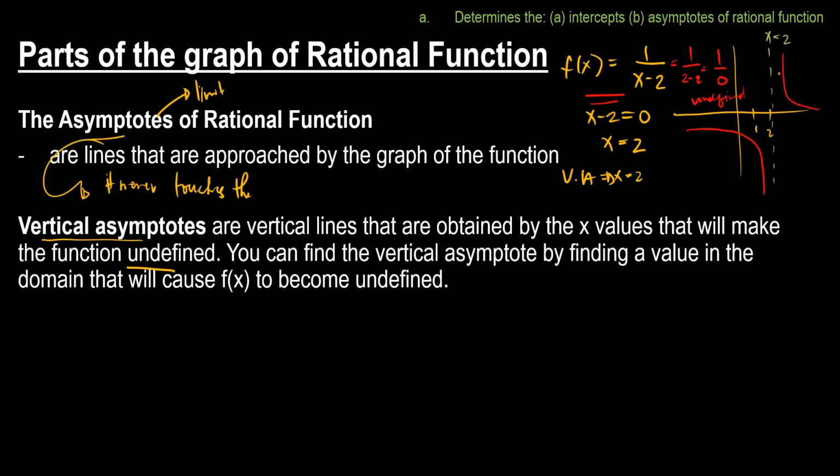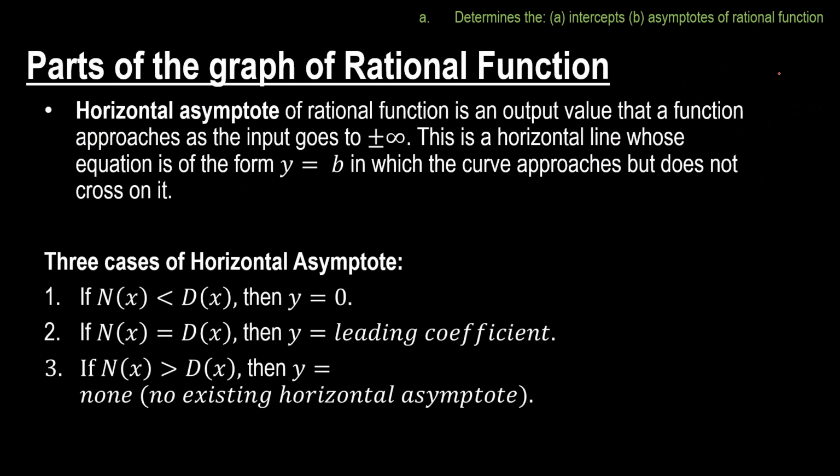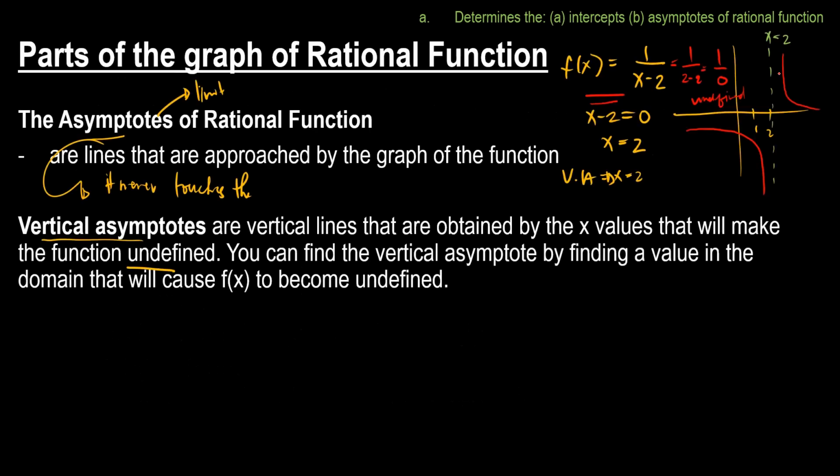Next. Again, when we get the vertical asymptote, we just equate the denominator to 0, then get the value of x, and that's the vertical asymptote. Now let's proceed to the horizontal asymptote of a rational function. By the way, when we say vertical asymptote, these are the x values. These are the domains. Here, class, we can see the restrictions.